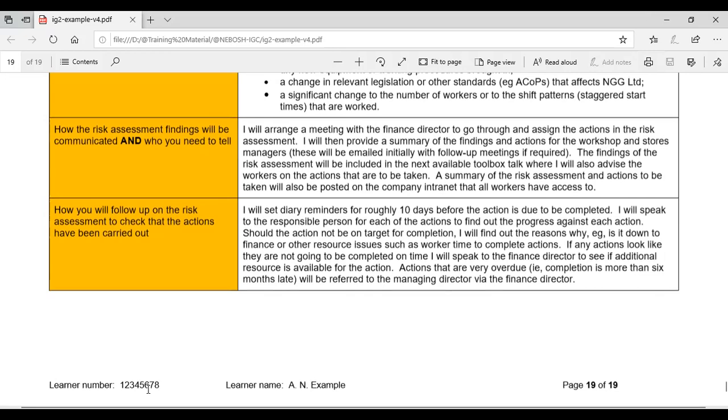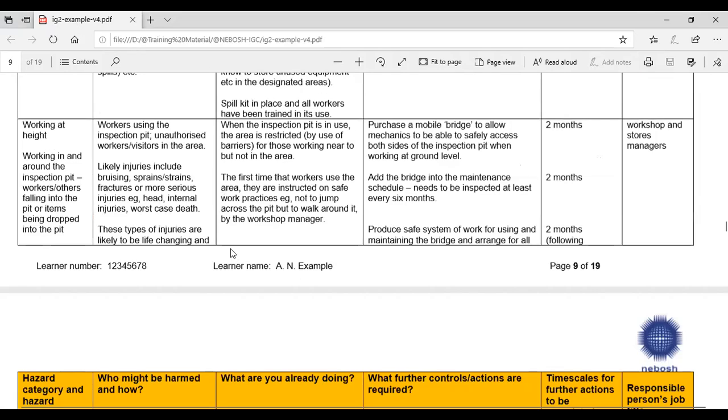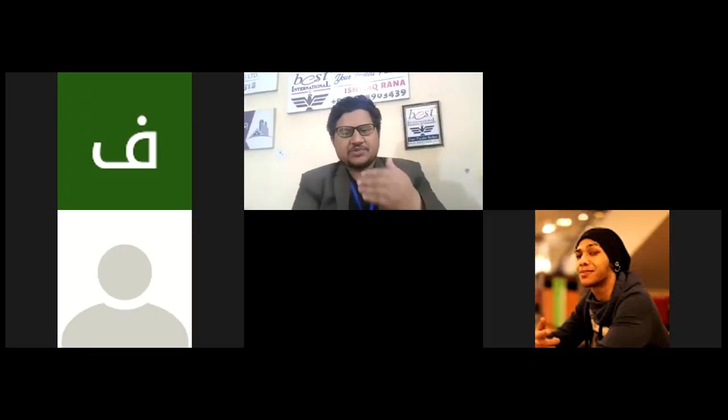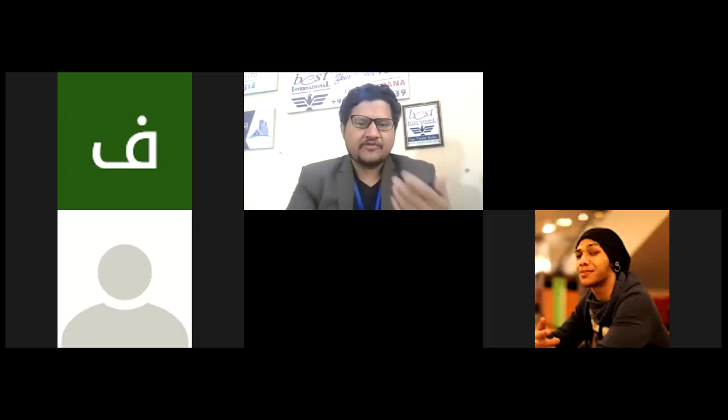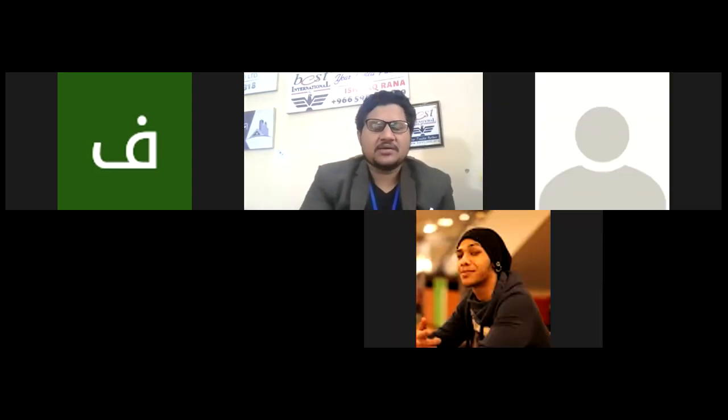So make sure you have your learner number there and learner name, and a total of 19 pages. So I will share 3 documents, as I mentioned. One, this IG2 example, and one document as a checklist for the risk assessment project, and a few more legal links actually, like the register, which I'm sure I already shared with you.